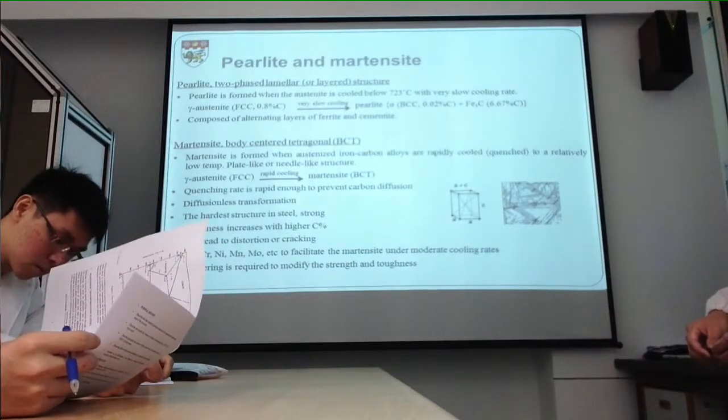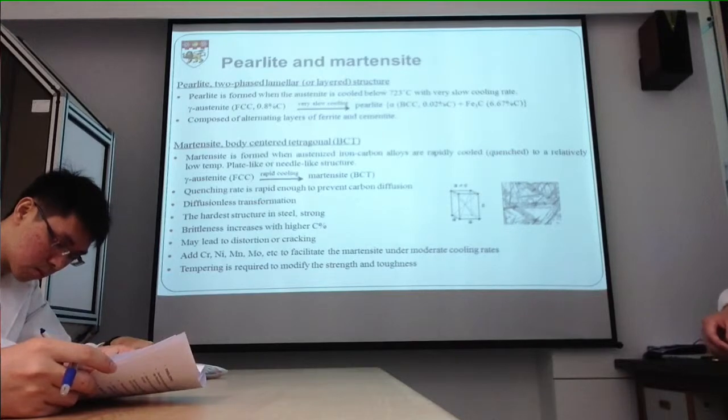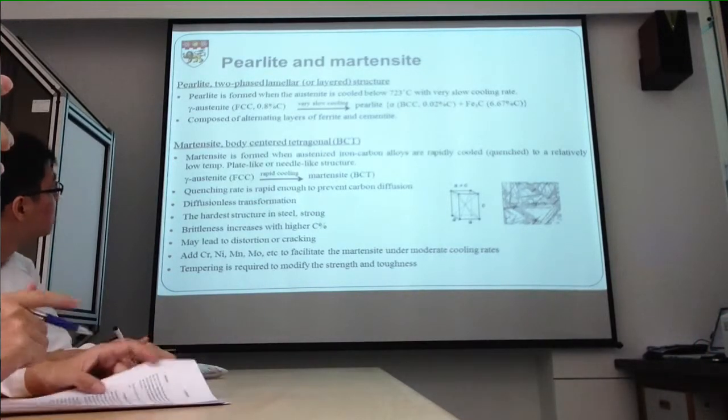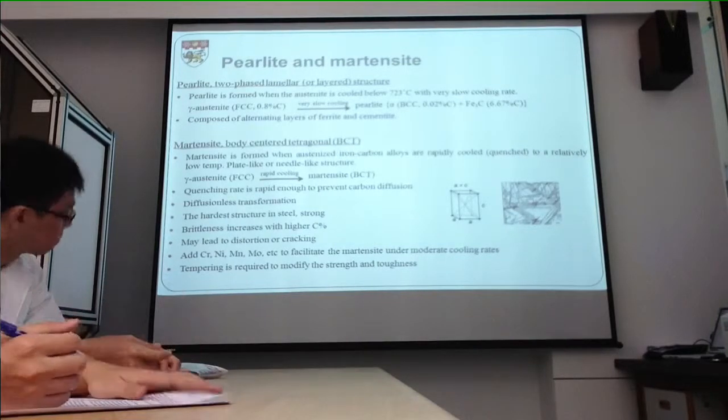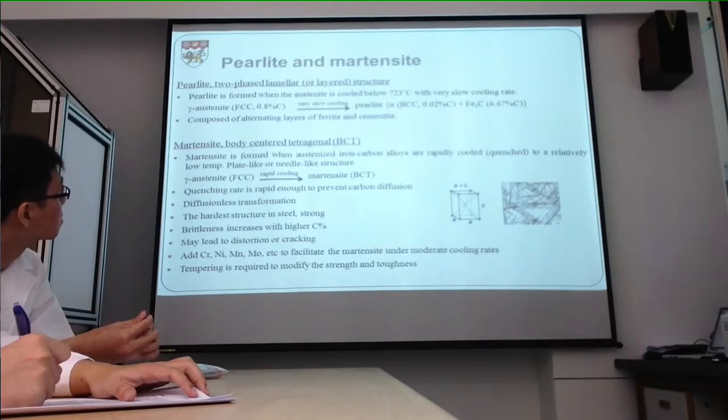Pearlite is a two-phase laminar or layered structure. It is formed when austenite is cooled below 723 with a very slow cooling rate. It is composed of alternating layers of ferrite and cementite.